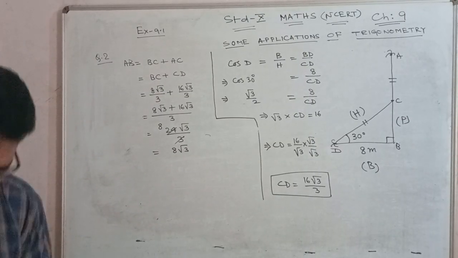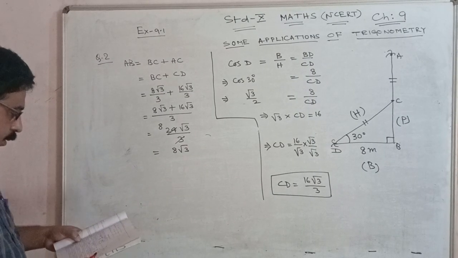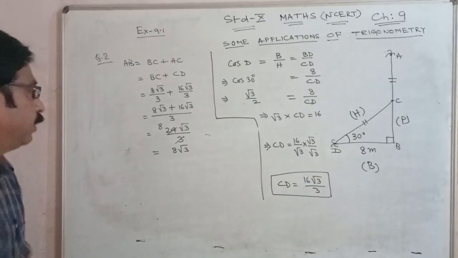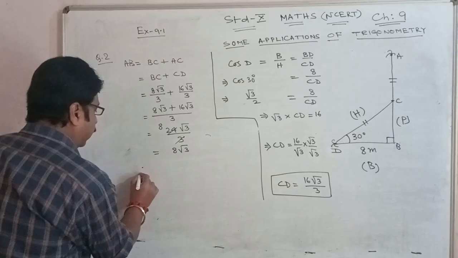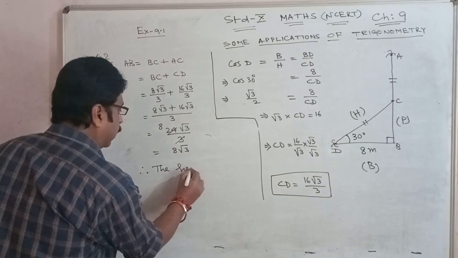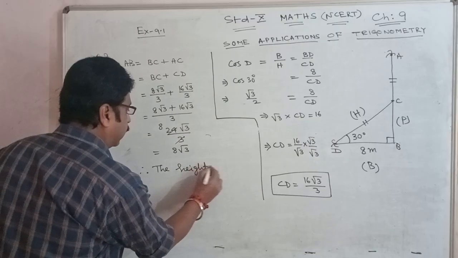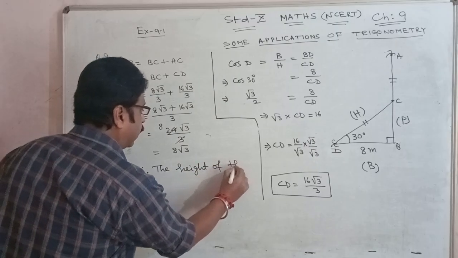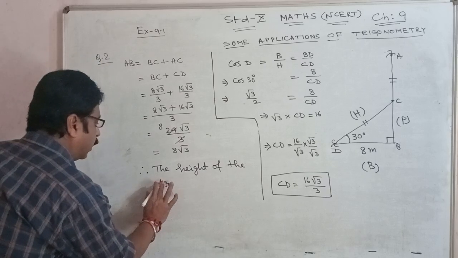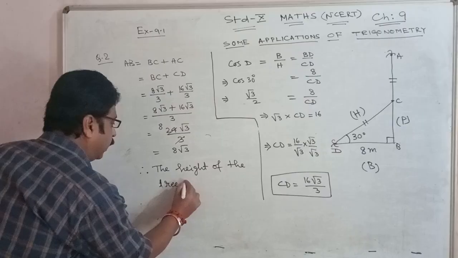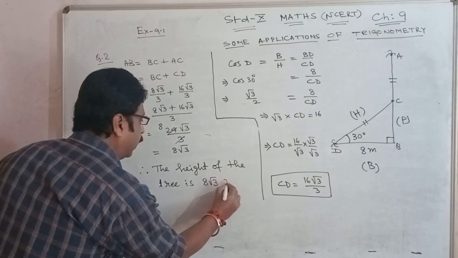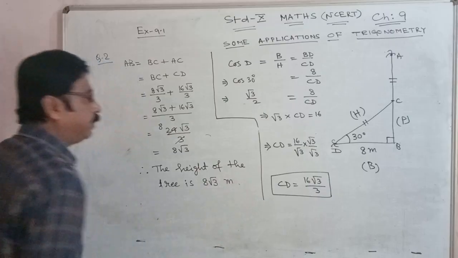We can write the answer now. Therefore, the height of the tree is 8 root 3 meter.